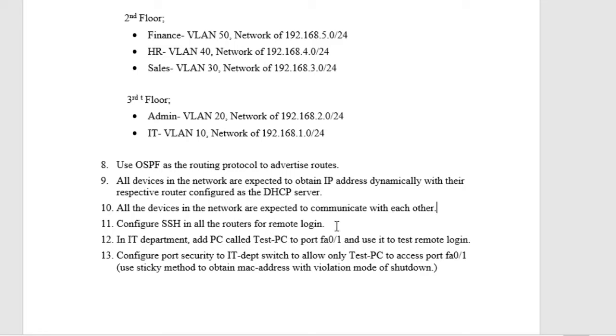Also here to here, we'll do it very fast. Okay, so guys, basically we are done connecting the required devices. So let's go back to our problem again. Each department is expected to be in different VLANs as per the following details. For example, reception VLAN 10 with this network.